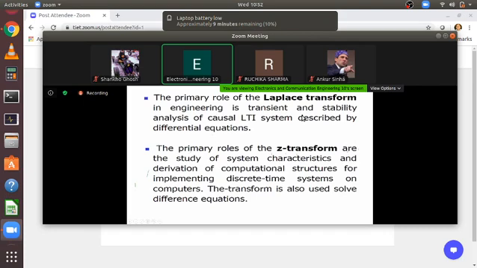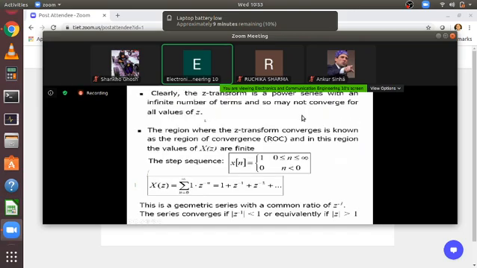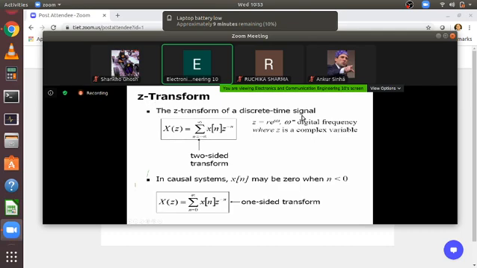The primary role of the Z transform is the study of system characteristics and derivation of computational structures for implementing discrete time systems on computers. The transform is also used to solve difference equations. So clearly, the difference is there between the Laplace transform and the Z transform. So it must be clear. Okay, let's start the Z transform.